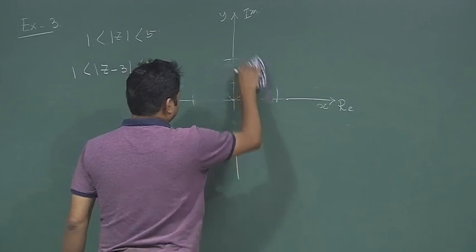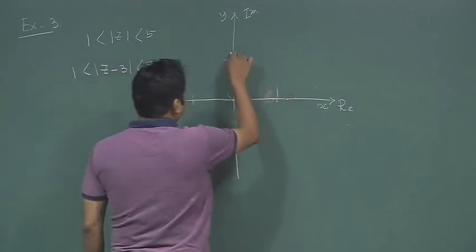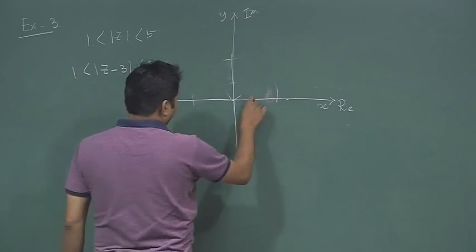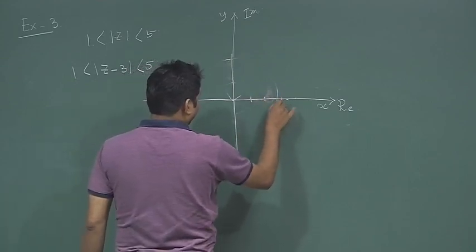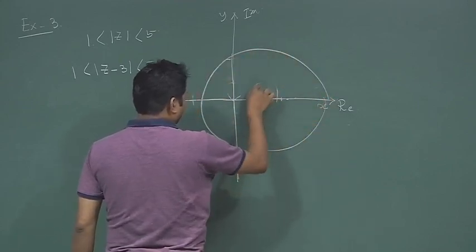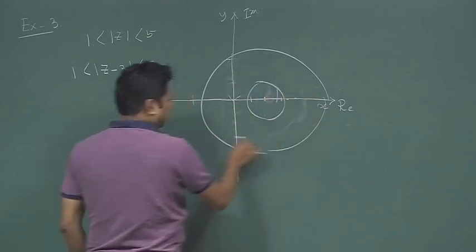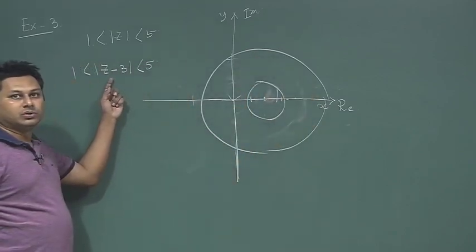Only thing is that, so 1, 2, 3, here is the point, and encircling this point I should have one circle here with radius 5 and one circle here for radius 1, and this is the region I am talking about. This is the entire annular region I am talking about.